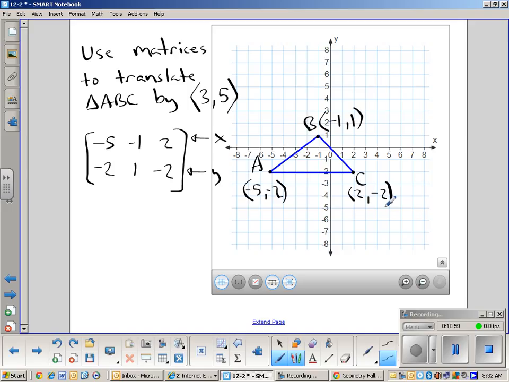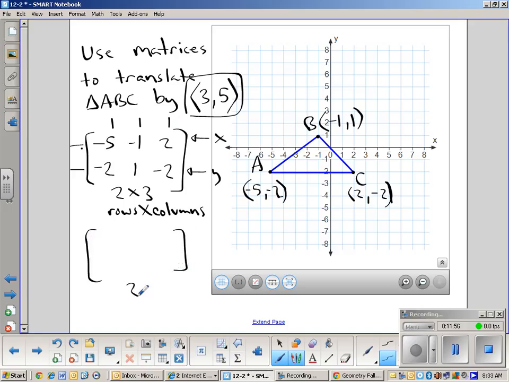Okay? Now, the translation matrix that represents this vector has to have exactly the same number of elements in it as this matrix. So this matrix is a 2 by 3. 2 rows by 3 columns. Matrices are always given in dimensions of rows by columns. And so 2 by 3 means 2 rows, and 3 means 3 columns. Okay? And so how many total elements are there in this 2 by 3? 6. Okay?